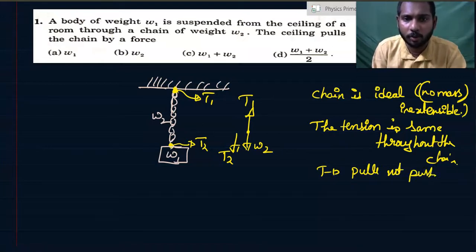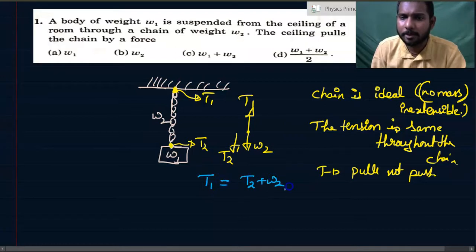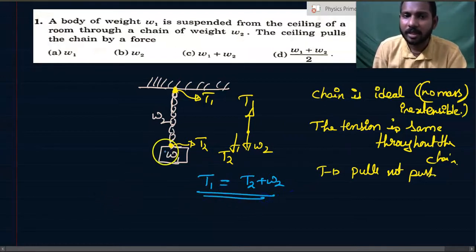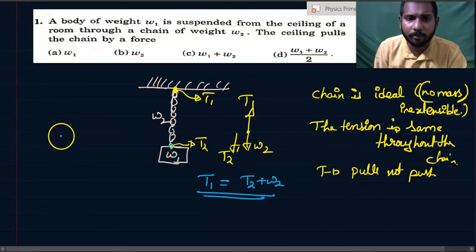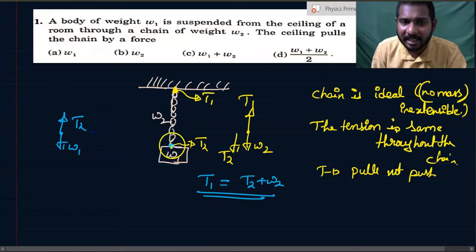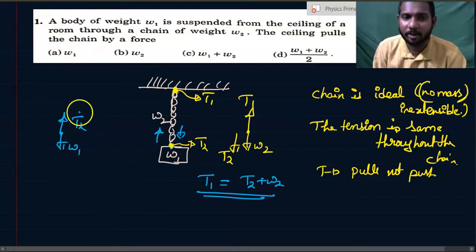Now how can we solve this question? The chain is at rest. That means T1 should be equal to T2 plus W2. That is one equation. Now T2 is the tension at this point. Let us draw the free body diagram for weight 1. W1 is downwards. T2, the same tension at this point, is pulling this weight and also pulling the chain. It pulls the weight in the upward direction and the chain in the downward direction. The same T2 will be there in both the diagrams.